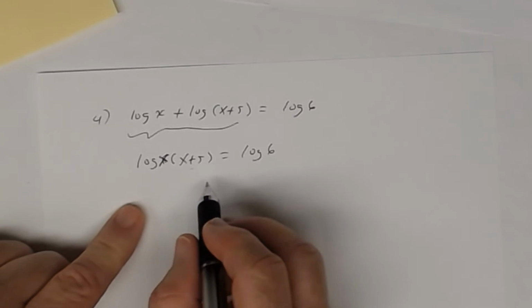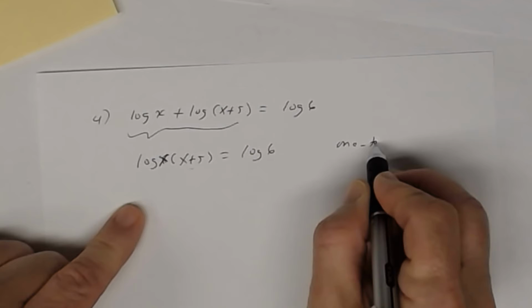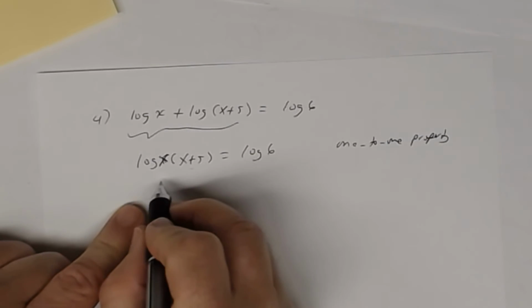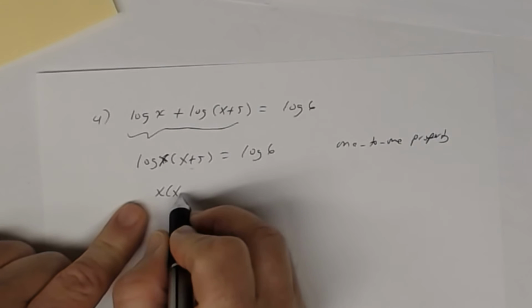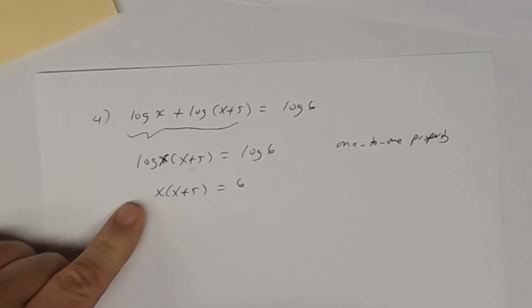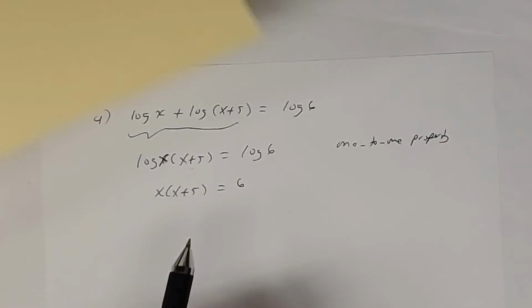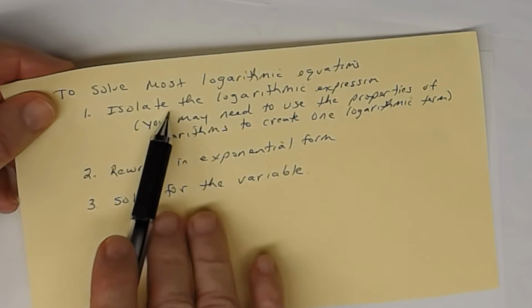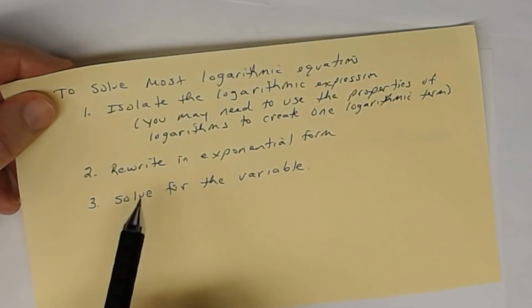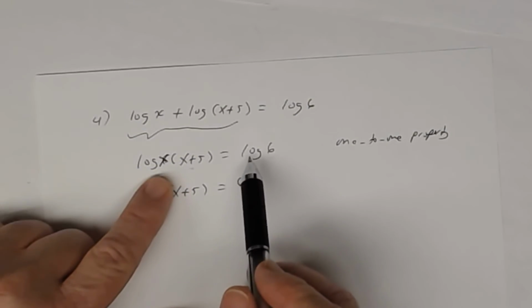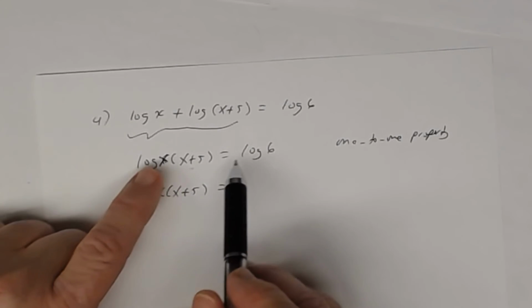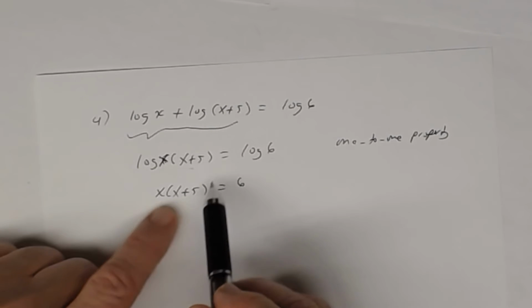So using a one-to-one property, so remember this is a one-to-one property now. Okay, that's what we're using. So the one-to-one property says that x times x plus 5 must equal 6. So that's why I said in here to solve most, because for this one, you're not going to change it to an exponential form. You're still going to use step 1, but you're not going to use step 2, because step 2, we're going to use the one-to-one property instead. So that's where notice I did not change this to an exponential form.